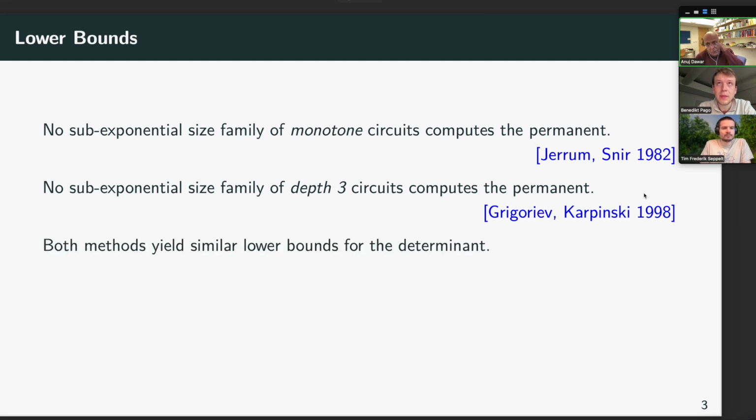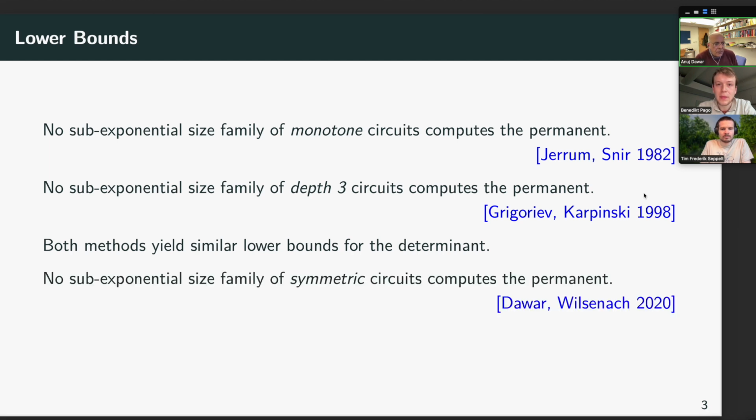It turns out that both methods yield similar lower bounds for the determinant. So I say similar because the determinant is not itself a monotone polynomial, so one has to qualify this somewhat. But what this is really saying is that in some sense, the lower bounds we get tell us not just about the hardness of the permanent, they also tell us about the weakness of the model, because the determinant is, in principle, an easier polynomial, but we have exponential lower bounds in these models.